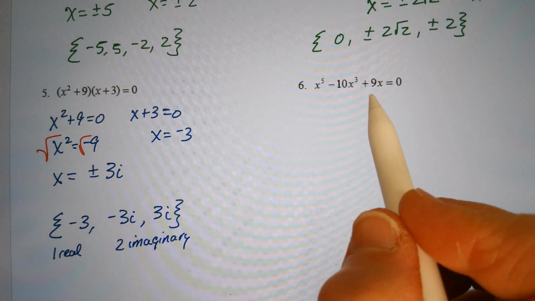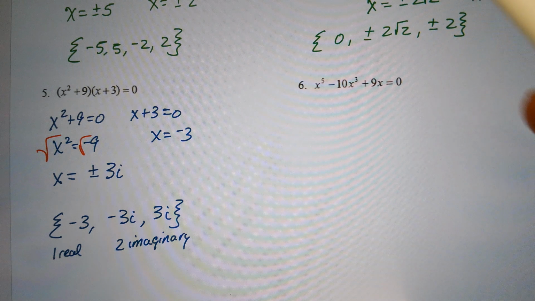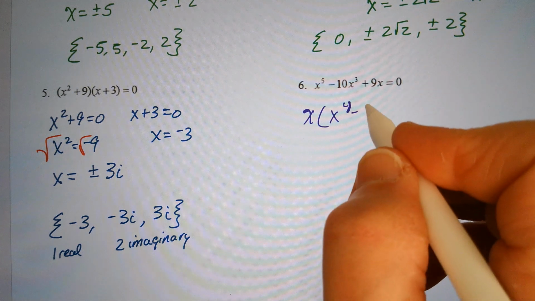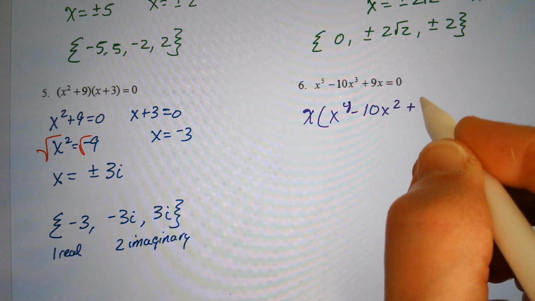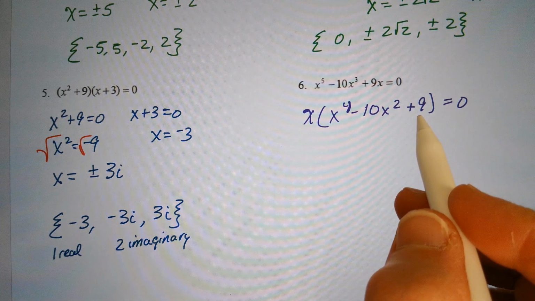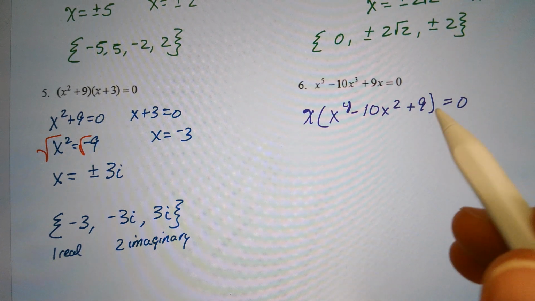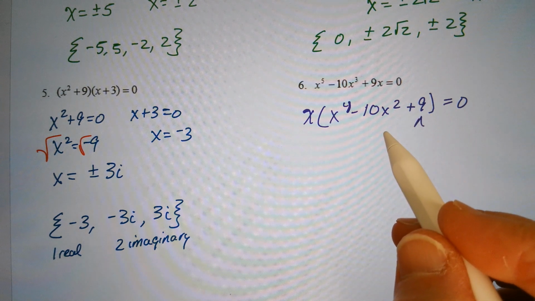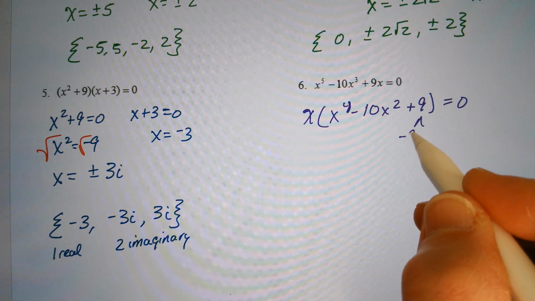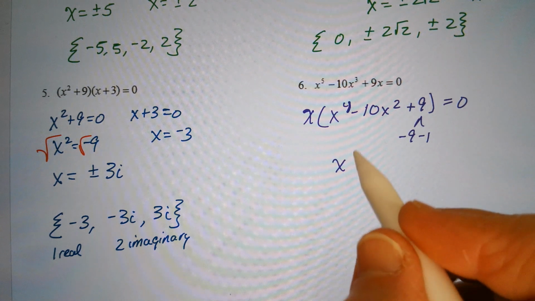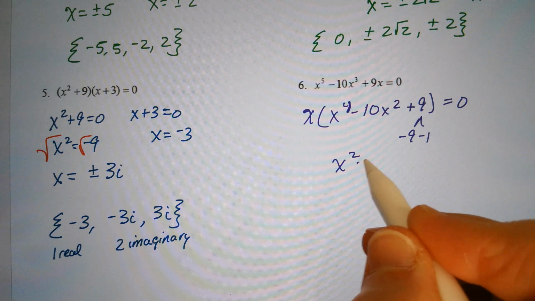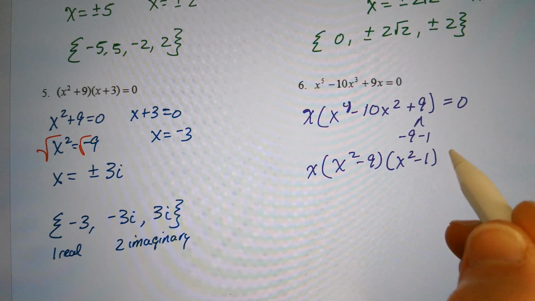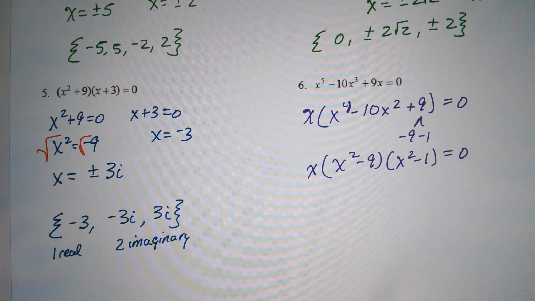Number 6, there's a GCF. Let's take that out. X to the 4th minus 10x squared plus 9 equals 0. The trinomial inside parentheses, leading coefficient is 1. The factors of 9 that sum to negative 10: negative 9 and negative 1. And that x to the 4th, so we want x squared minus 9 times x squared minus 1. Bring down the GCF x, bring down the equals 0.